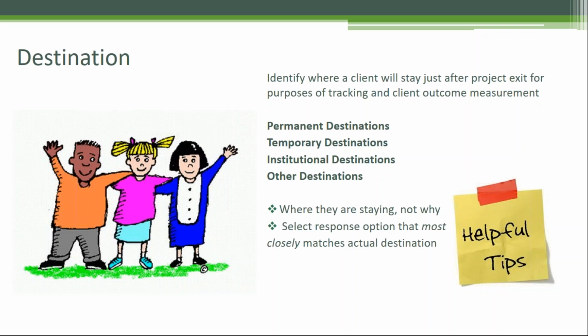So the response option selection list is very extensive, and 99.999% of these options will at least closely match the client's actual destination. And HUD's rationale within the data elements that they publish each year, the Data Standards Manual, even states to select the response option that most closely matches their actual destination.